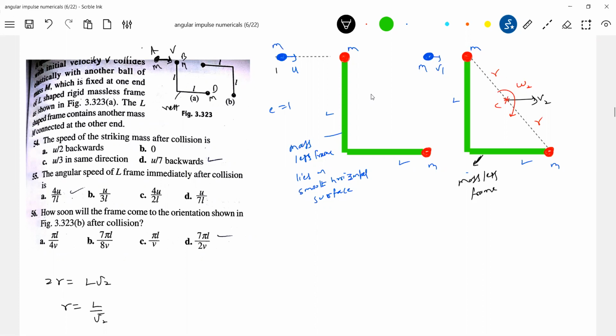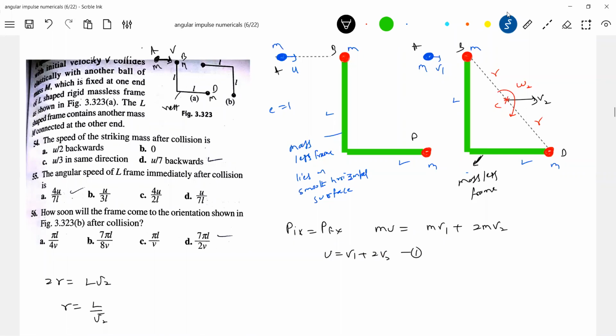Now, conservation of momentum shall apply. Yes, I can apply conservation of momentum. Applying conservation of linear momentum, mu should be equal to mv1 plus 2mv2, or u equal to v1 plus 2v2. Keep it as equation 1. And then conservation of angular momentum.